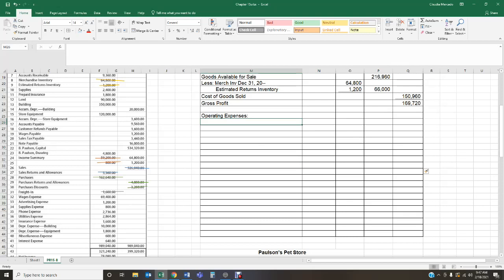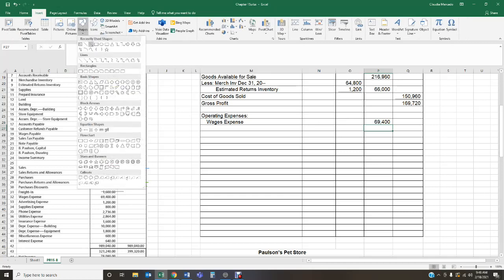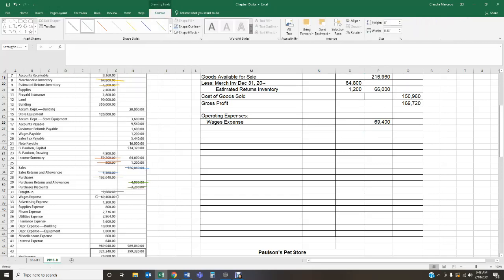Anything that has the word expense, most of the parts that have the word expense are operating expenses. These expenses have to do with the operation of the business. So let's start off with wages expense. The first one we have is wages expense of 69,400. That's an operating expense because we need to pay our employees to be able to operate our business. So let's mark that off, 69,400.